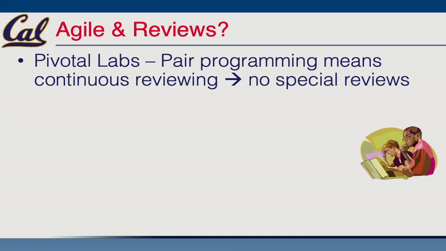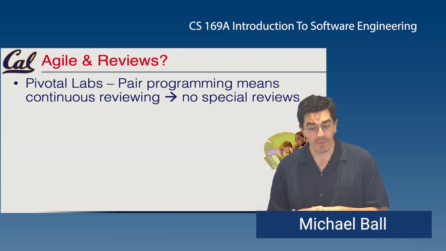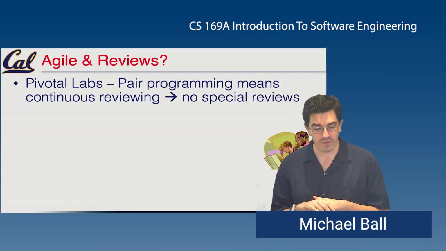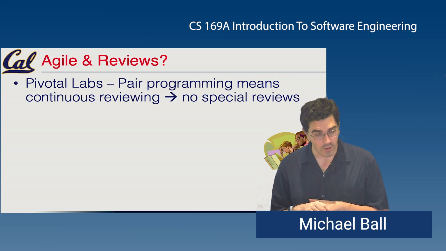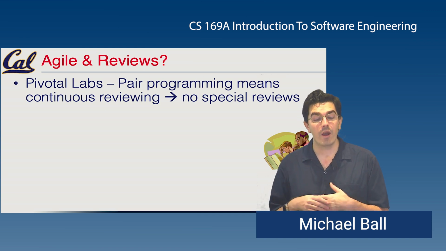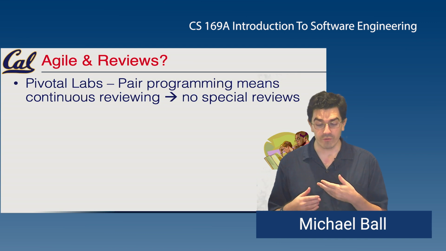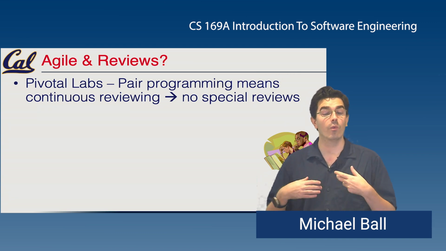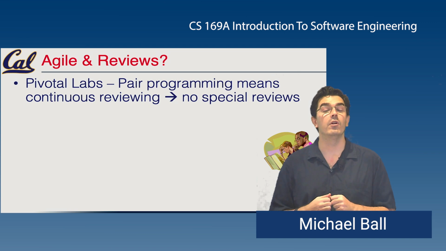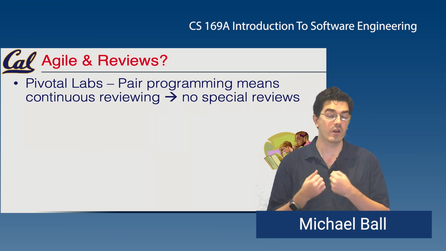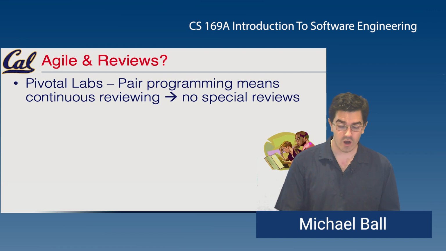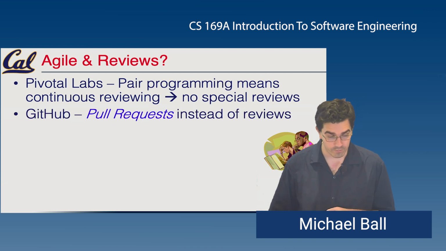How else might we think about doing reviews? Pivotal Labs, one of the companies from which we borrow a lot of the philosophy of how we do software engineering, they take the approach that pair programming is a form of continuous review. So there aren't any special code reviews. If 2 people are working on a feature together and 2 people agree that this thing should be merged and the tests pass, you don't need any sort of special review for a particular feature.